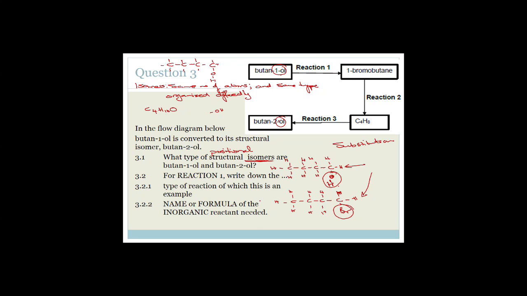Okay, and then the next question is, name or formula of the inorganic reactant that was needed. So what did we have to add? What did we add here to make this happen? And the answer is hydrogen bromide, HBr, okay? Because the HBr is going to break up into H plus and Br minus ions. The H plus is going to join with the hydroxyl group to form water, and the Br minus is going to take the place of the hydroxyl group. And there you go. That's what happened in that reaction.